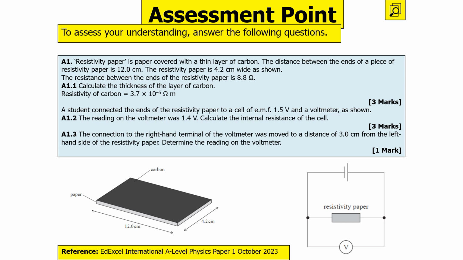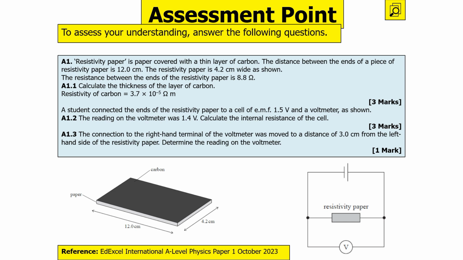The next question says, resistivity paper is paper covered with a thin layer of carbon. The distance between the ends of a piece of resistivity paper is 12 centimeters, and the resistivity paper is 4.2 centimeters wide as shown. The resistance between the ends of the resistivity paper is 8.8 ohms. Calculate the thickness of the layer of carbon. The resistivity of carbon is 3.7 times 10 to the minus 5 ohm meters.